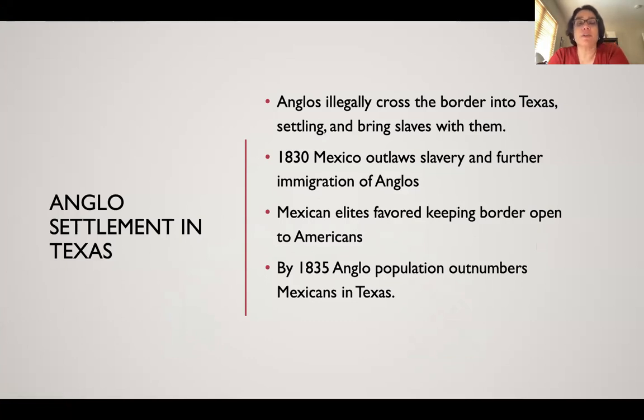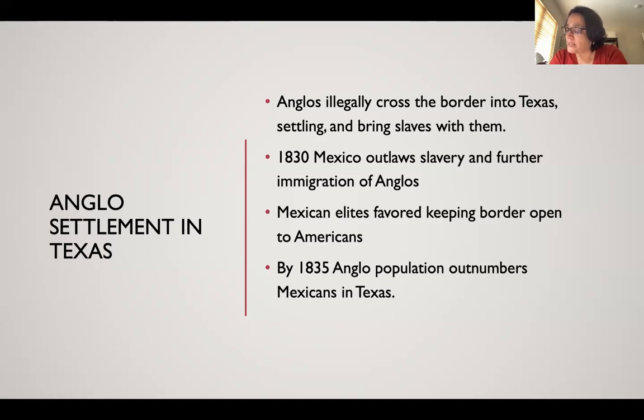In the chapter this week, we see how the U.S. Southwest was created and became part of the United States, and the impact that had on the populations that were already there. So in the 1820s, Anglos began to move into Texas, which at the time was a part of Mexico. So in essence, Anglos crossed the border illegally into what is Mexican land, settled, and brought slaves with them.